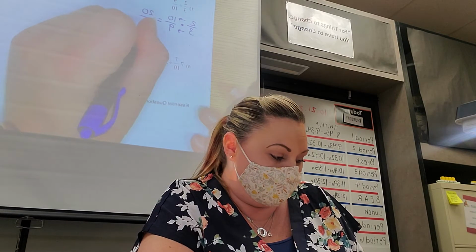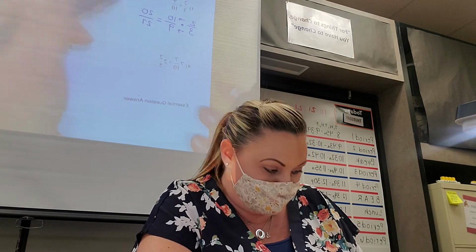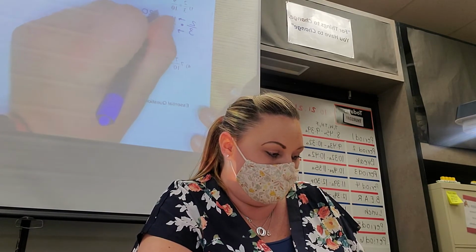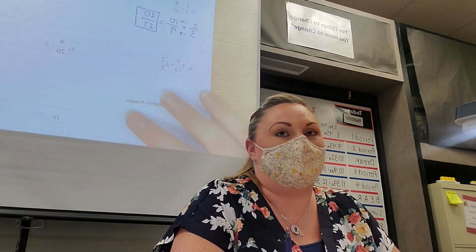So what's 2 times 10? 20. What's 3 times 9? 27. Good job. Okay, is that our final answer? Good job. So what do we do? Box it up. Box it up. That's what Mr. C tells us to do, right?